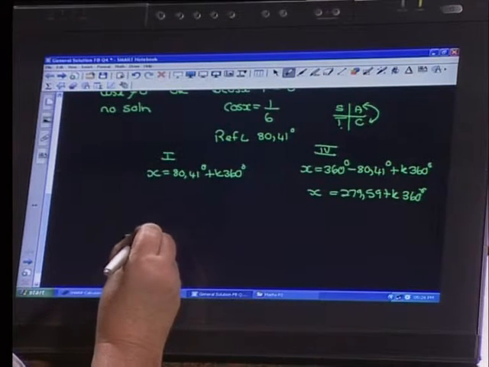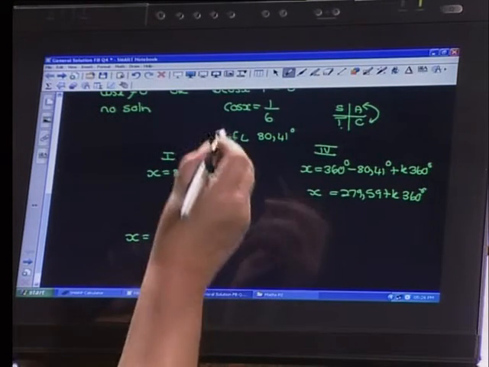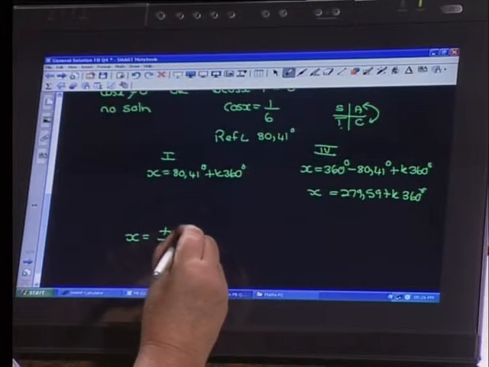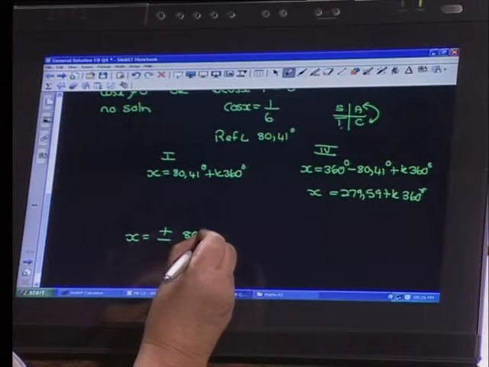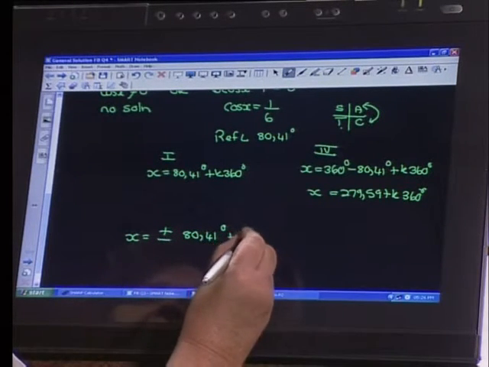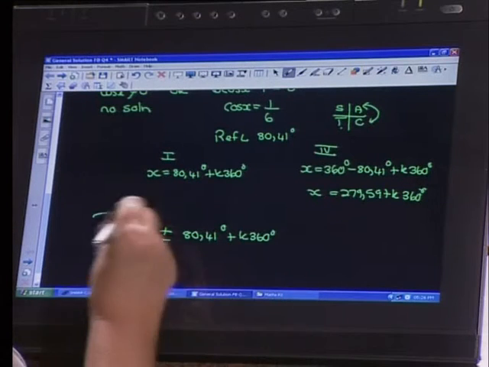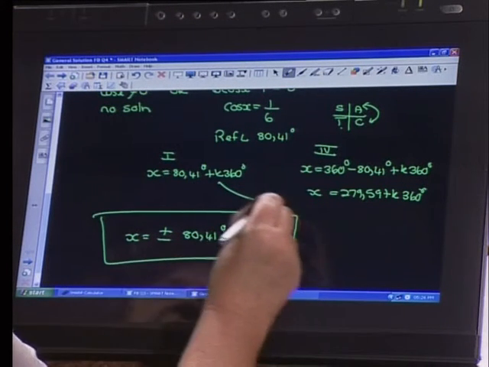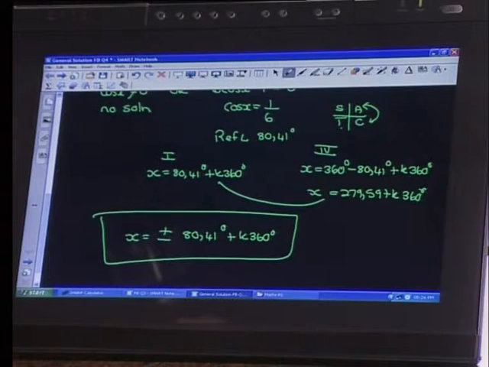What you would do is you would just go straight to x equals plus or minus shift cos 1 over 6, and we would get 80,41 degrees plus k 360. And you'll say to me, but hang on, that solution is not the same as these solutions. The good news is that they are.